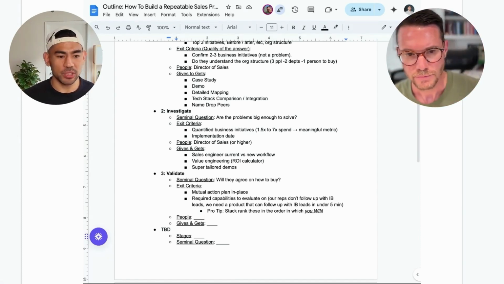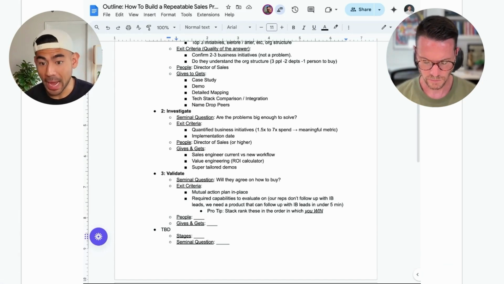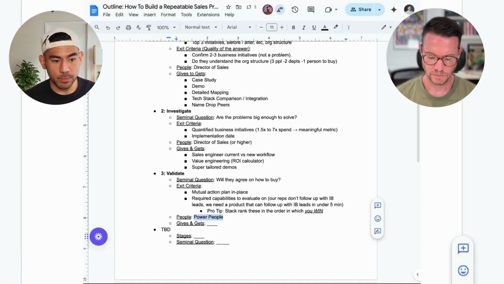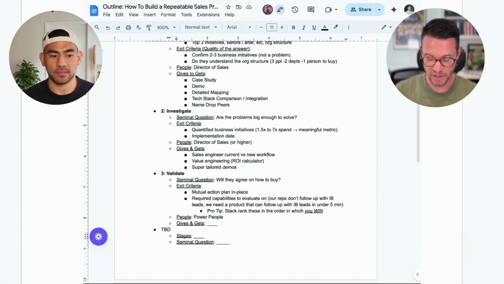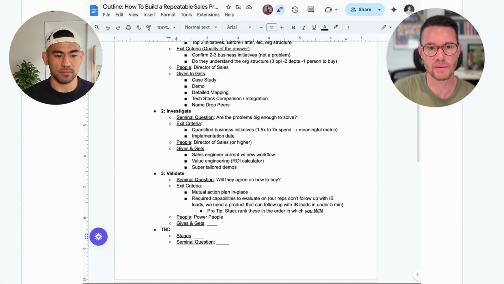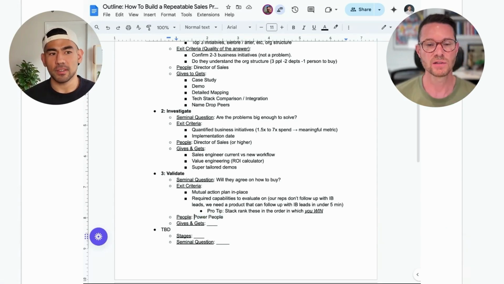So we asked the question, will they agree on how to buy? We have a mutual action plan in place so they know how to buy, and we know the required capabilities they're evaluating on. Talk to me about the people who can approve this exit criteria or say yes to it. Again, exit criteria in this one need to be power people, right? You can't have somebody with no power say, here's our buying process, unless it's one that's been given to them.